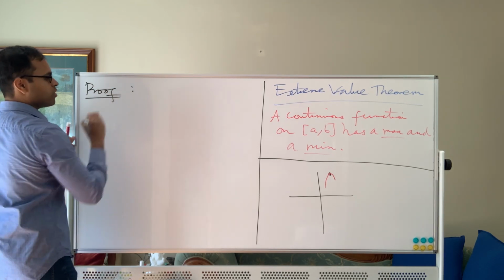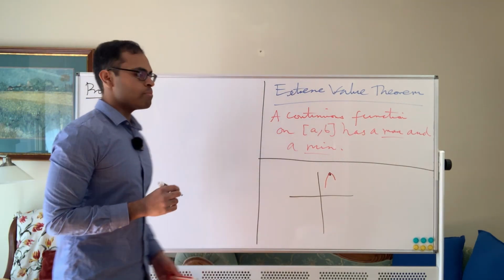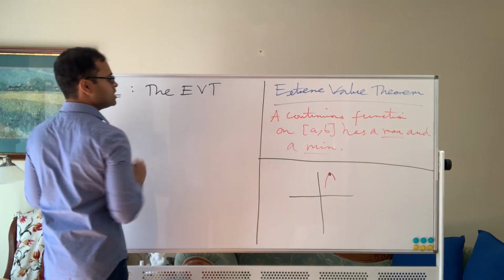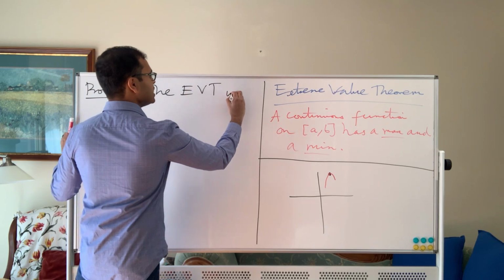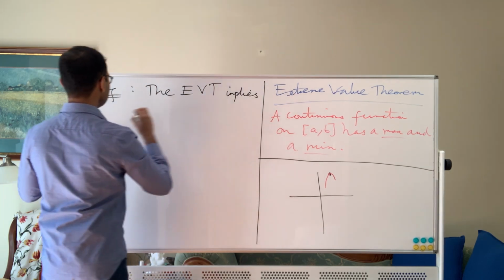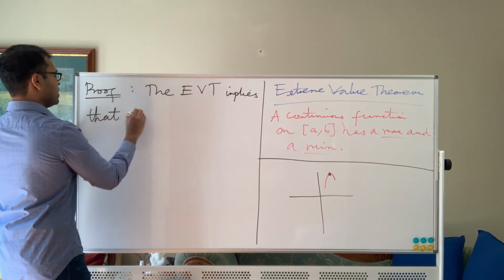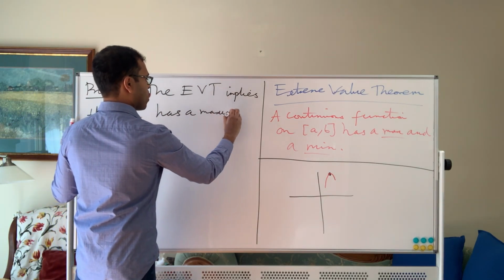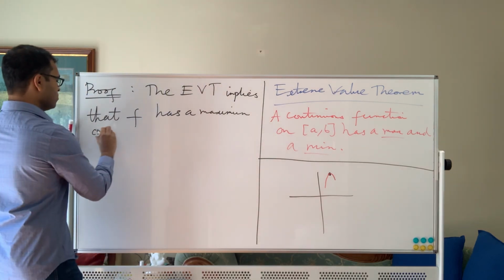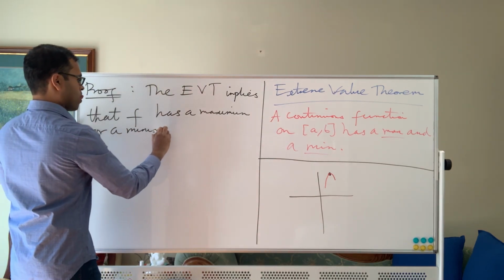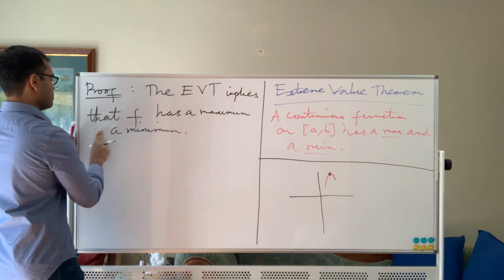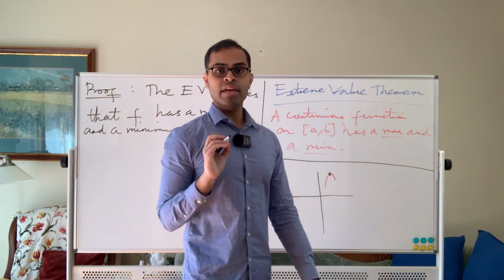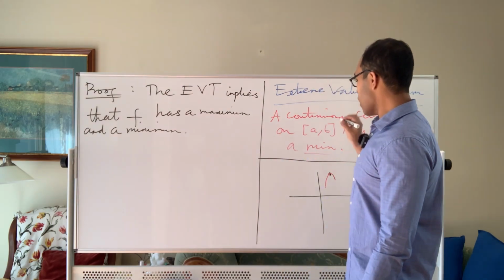So the proof is going to be the following. What we're going to do is say that by the extreme value theorem, which I'm going to abbreviate as EVT, the extreme value theorem implies that f has a maximum and a minimum. Now the next thing is that f may not have the maximum we want in the open interval (a, b).